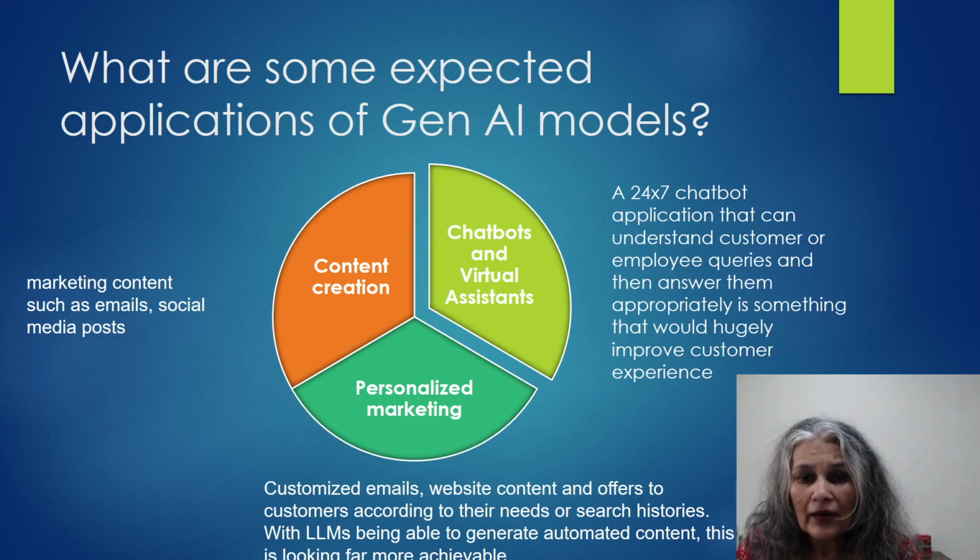The third application is personalized marketing. This is basically the holy grail of marketing, so to speak, where we want to develop customized emails, customized web content and offer them to customers as and when they need or search for a particular product or service. With these generative AI models, we will now be able to generate automated content, and this is looking far more achievable.